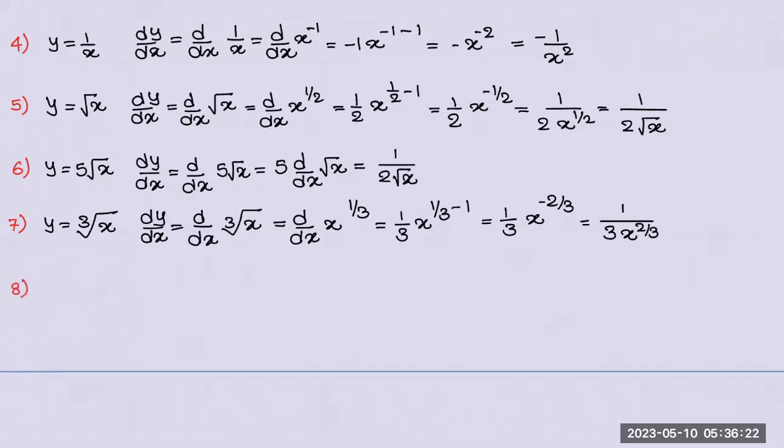8th one. Sir, in 6th one, shouldn't it be 5 by 2 root x? Yeah, I don't know why I brought 2 here. Oh, this 2 is there. You're right, a 5 in numerator. I missed out. Thanks, because I don't have the key, na? I will type this as key. Those who want key, don't worry.